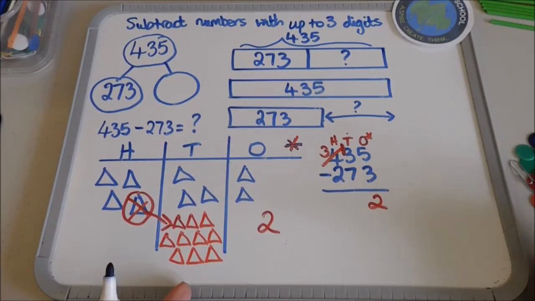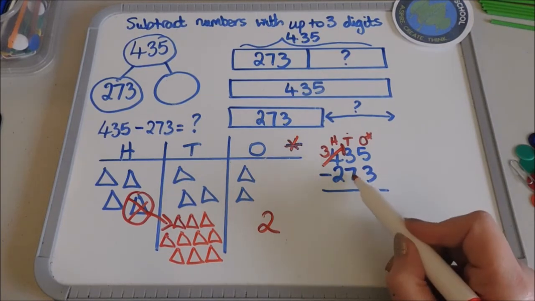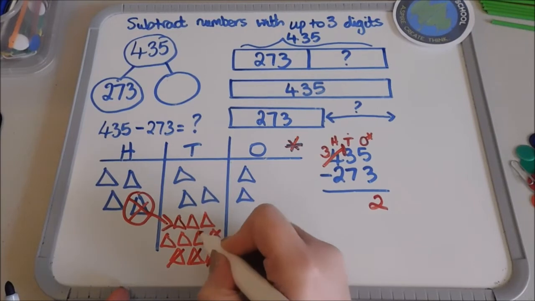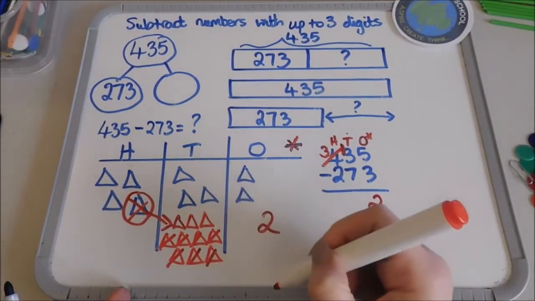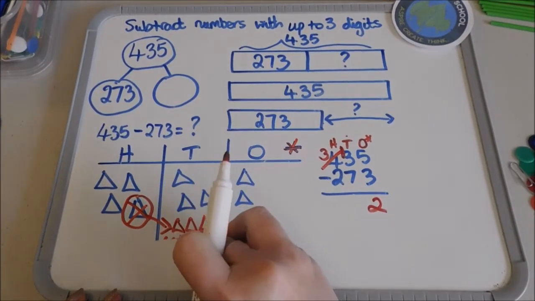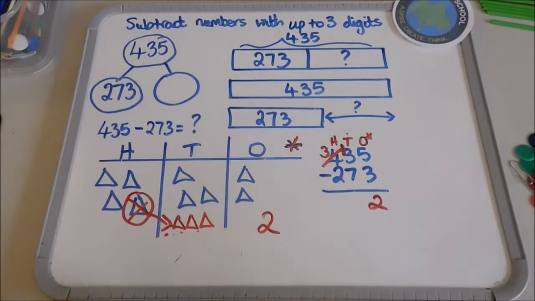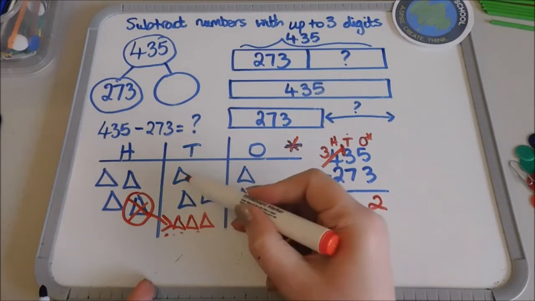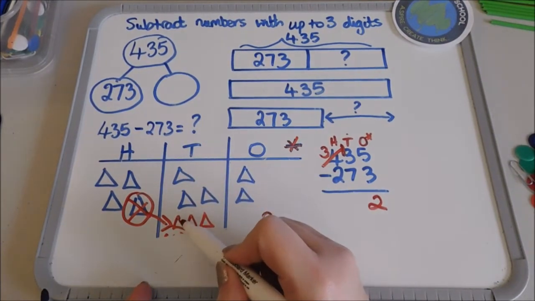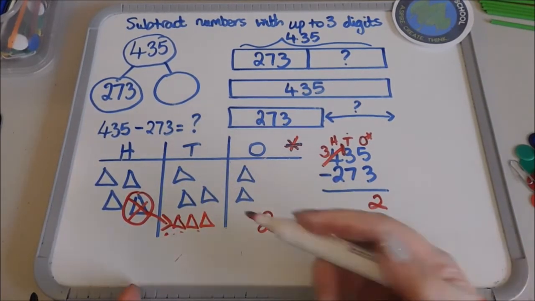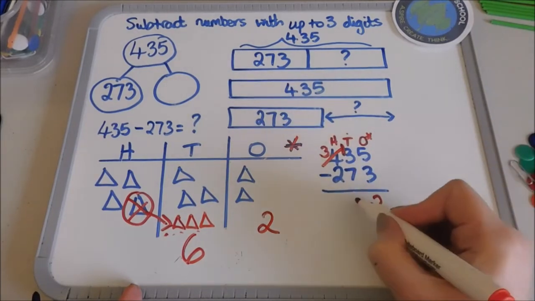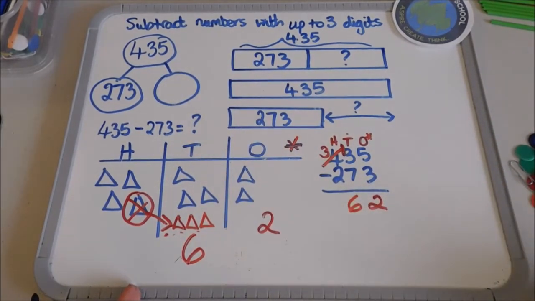Okay, now I can take away 7. 1, 2, 3, 4, 5, 6, 7 have gone. And again, you can rub those out or cross them out. And it should leave me with 6. 7 has been subtracted, taken away, and it has left me with 6. 13, take away 7, leaves me with 6.